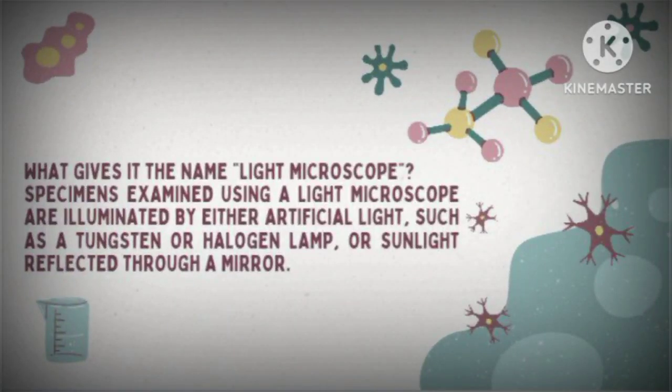The next thing I want to say is what gave it the name light microscope. Specimens examined using a light microscope are illuminated by either artificial light, such as a tungsten or halogen lamp, or sunlight reflected through a mirror.